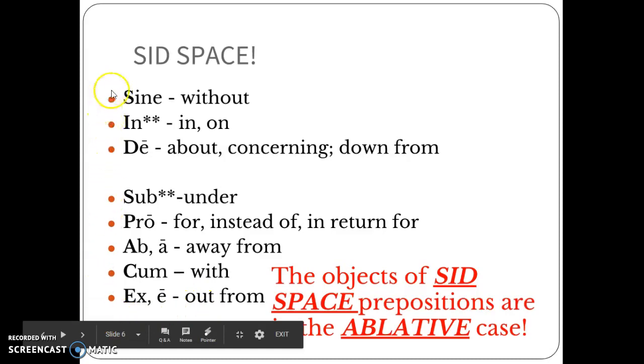A lot of these we already know. We've seen in, we've seen sub, we've seen ab, and we've seen cum and X. All of these will be on both your vocab quizzes for this stage. They need to be memorized.